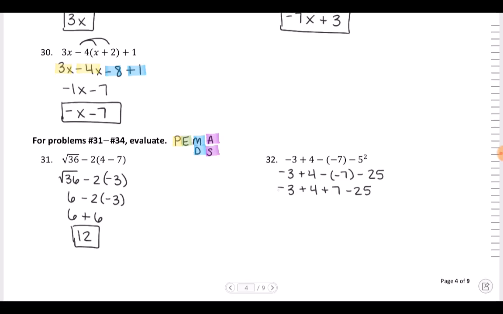So negative 3 plus 4 would be 1. 1 plus 7 is 8. And then 8 minus 25 would be negative 17.